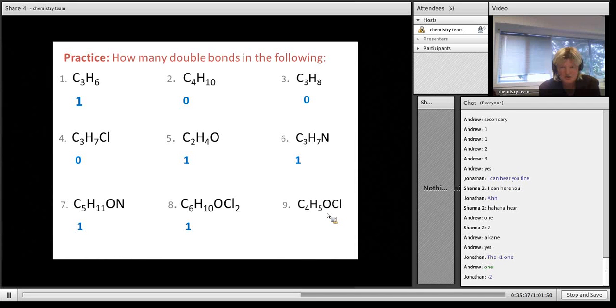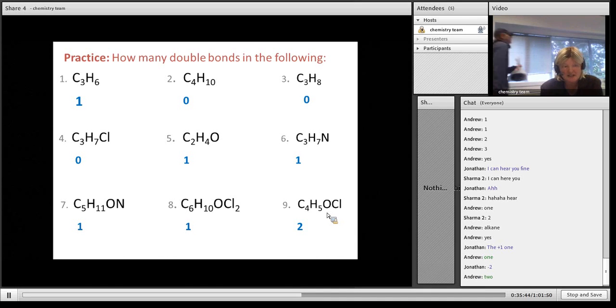The minus 2, which means I've got 2 double bonds. So the double bonds, remember, don't have to be alkenes. It could be a carbonyl group with an alkene. It could be 2 carbonyl groups. It just means somewhere in the molecule I've got 2 double bonds.